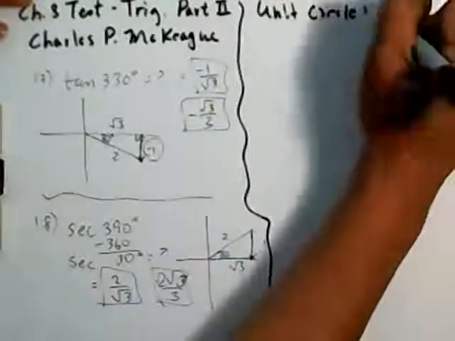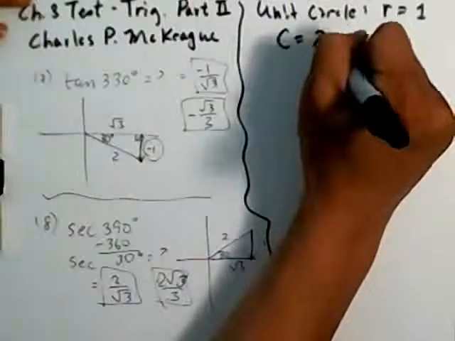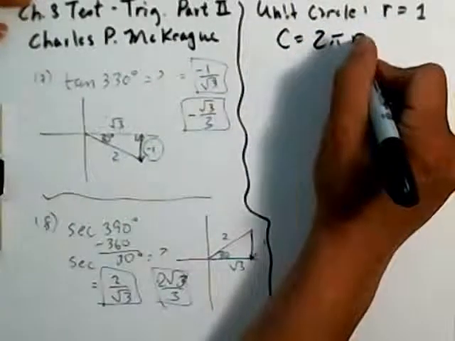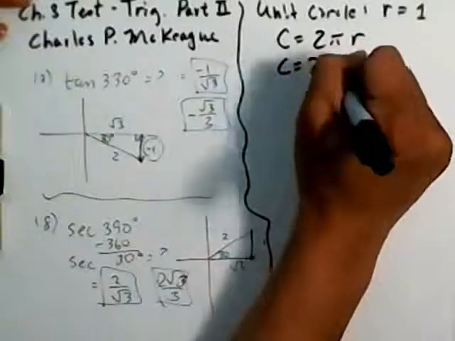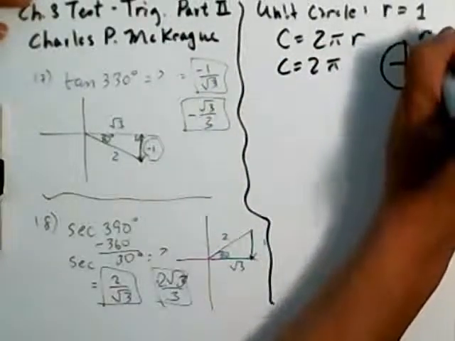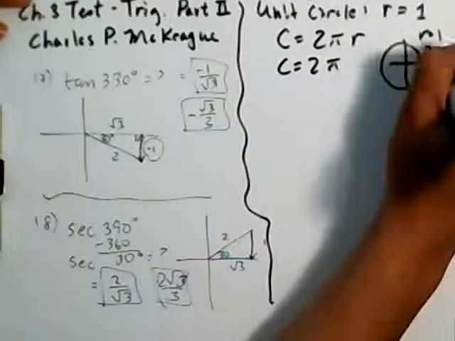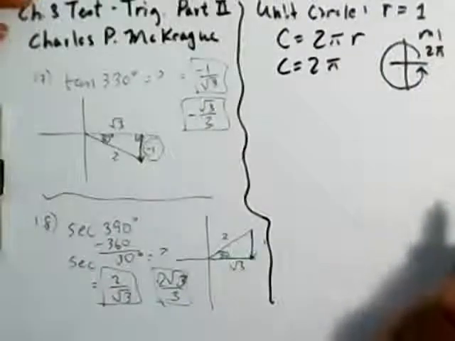This is a review of a unit circle, which means that the radius is 1. You know that the circumference of the circle is equal to 2 pi r. Since the radius is 1, 2 times pi times 1, circumference is equal to 2 pi. In other words, if you go a full circle with the radius equal to 1, the circumference is 2 pi radians. So this outer length is going to be 2 pi.